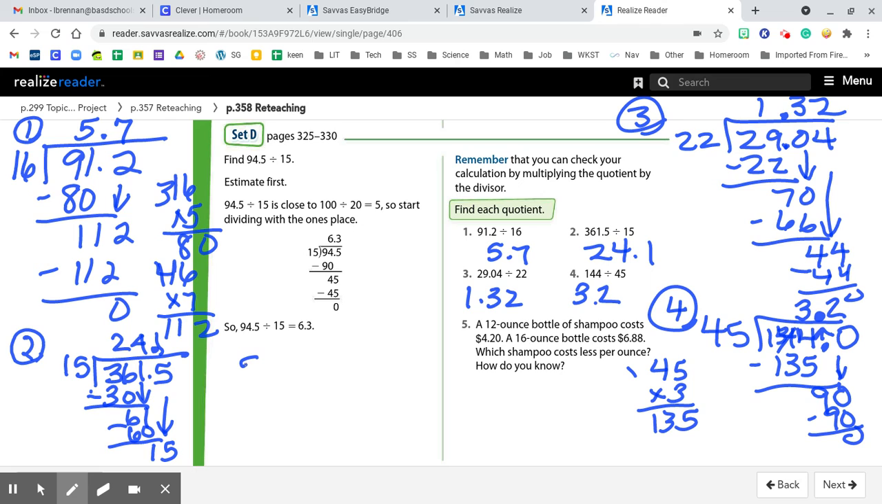And for number 5, a 12-ounce bottle of shampoo costs $4.20. A 16-ounce bottle costs $6.88. Which shampoo costs less per ounce, and how do you know? So we've got $4.20 divided by 12, and $6.88 divided by 16. So we're going to have to solve each of those and see which one's less.